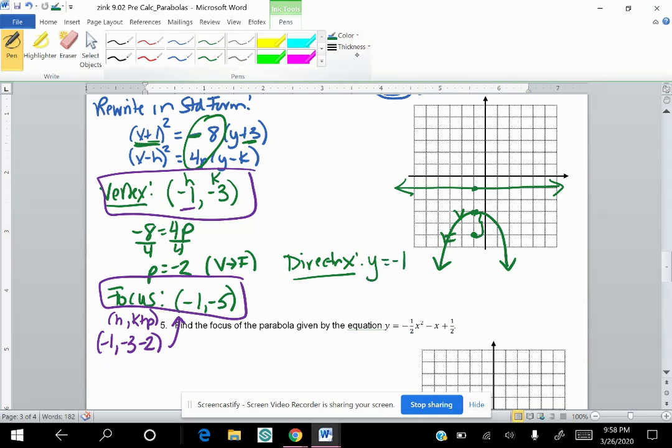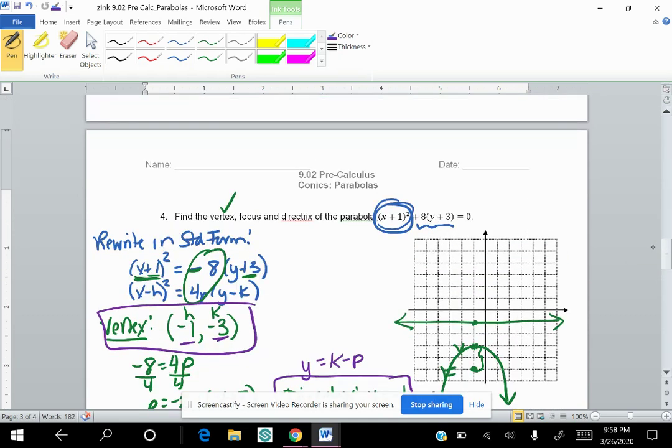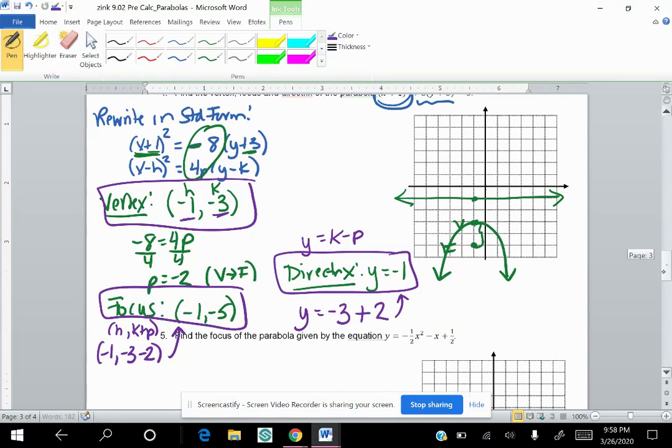Now, if you didn't know that, then you might use the formula. The formula for the directrix is y equals k minus p. So I would take my k value, which is -3, subtract p, which is -2, so that's +2, which gives me y equals -1. And that is it. Focus, directrix, done.